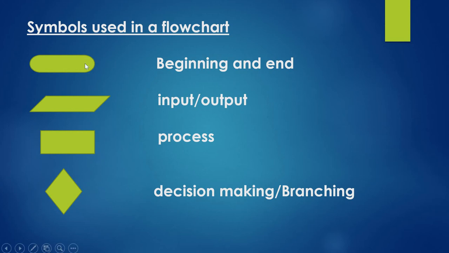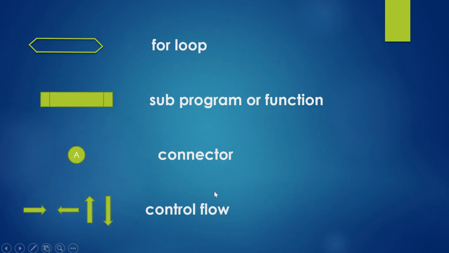What are all the symbols used in this flowchart? See, this oval symbol is for representing start and stop, or beginning and end. Then this parallelogram is for input or output. This rectangle is for process. This rhombus is for decision making or branching. Then this is for loop. This one is for subprogram or function. This one is for connector.